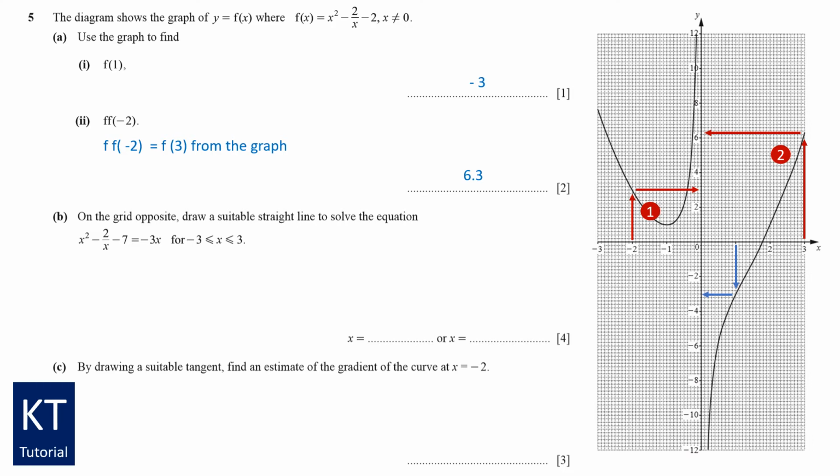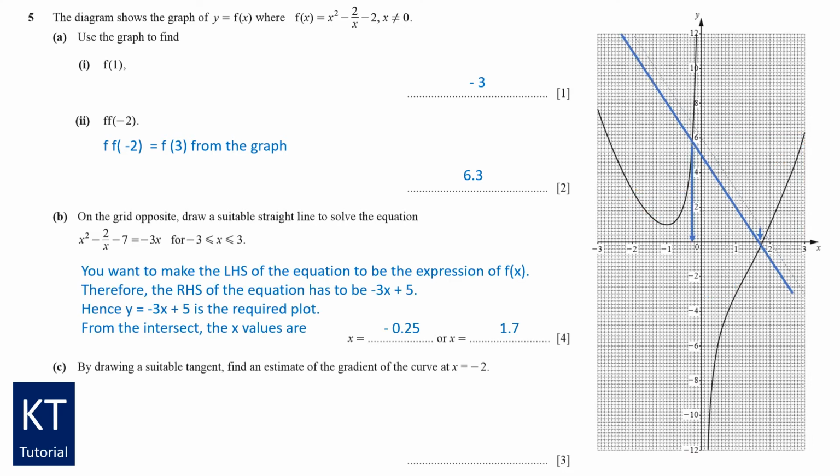Next, on the grid opposite, draw a suitable straight line to solve the stated equation. For such a question, you want to make the left-hand side of the equation to be the expression of f of x. Therefore, what remains of the right-hand side of the equation has to be minus 3x plus 5. Hence, y equals minus 3x plus 5 is the required plot. And from the intersect, you identify the x values.